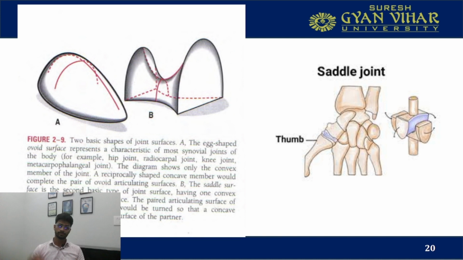and a saddle joint. Then we simplified the whole classification and classified the joints into two types. Either they can be ovoid, which is an imperfect sphere, or they can be saddle joints. We have seen examples of the ovoid joint, which are the hip joint, radiocarpal joint, knee joint, and metacarpophalangeal joint, and the saddle joint examples also we have seen, which are the thumb joint and also the sternoclavicular joint.